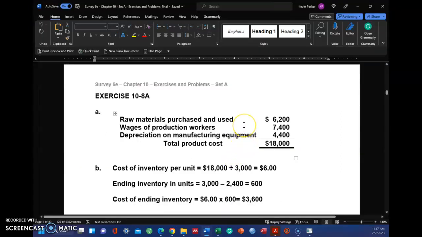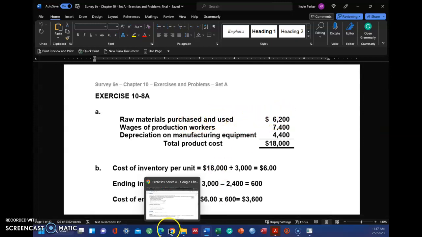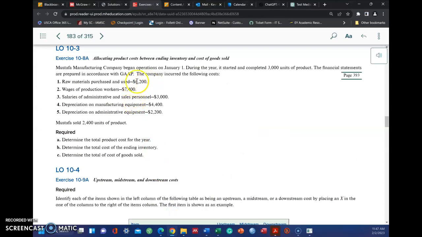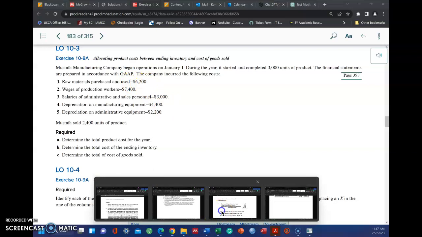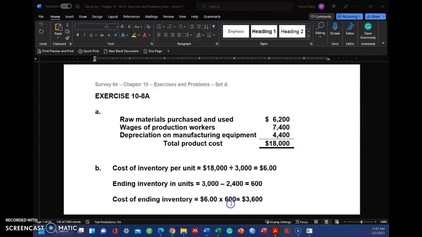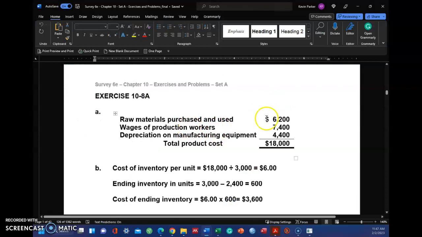So the numbers, after we eliminated period costs, these are the numbers that we had left. Raw materials purchased and used, 6,200. Just using their phrases, okay? Wages of production workers, 7,400. I like direct labor, but this is how our book words things. It's great. 7,400 production workers, direct labor, same thing. And overhead, depreciation on manufacturing equipment, 4,400.